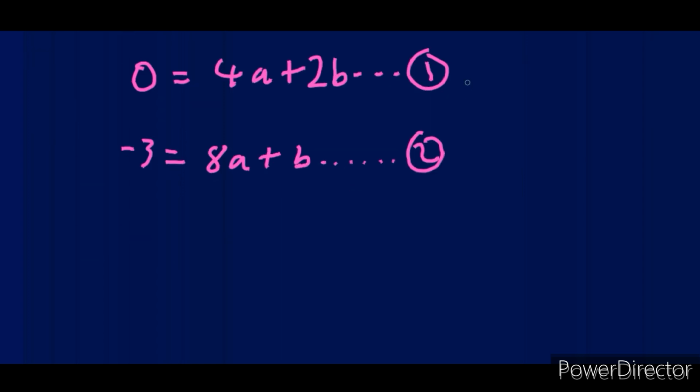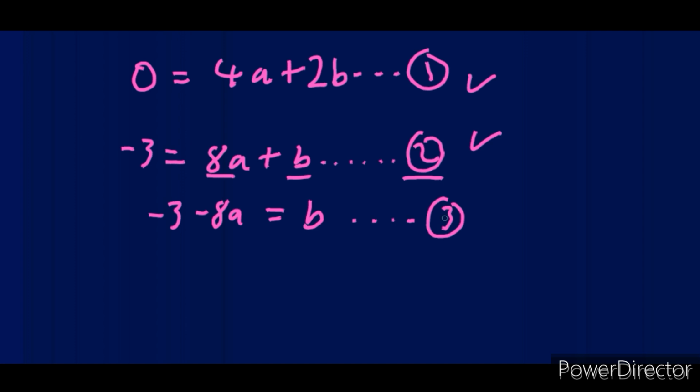Alright, so now I've got my two equations. So we can solve these using simultaneous equations. We can use any method of simultaneous equations: the elimination method, the substitution method, or the equating method. In this case, I'm going to use the substitution method. So I'm going to manipulate my second equation since it's easier to manipulate, and I'm going to make b the subject of the formula. So b is equal to, when I take 8a to the other side, I'm going to have -3 minus 8a. So this is going to be my third equation.